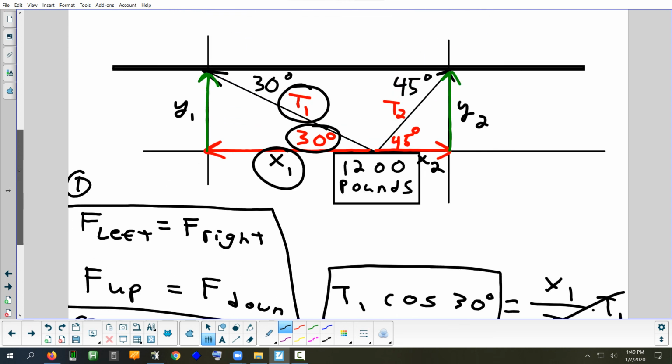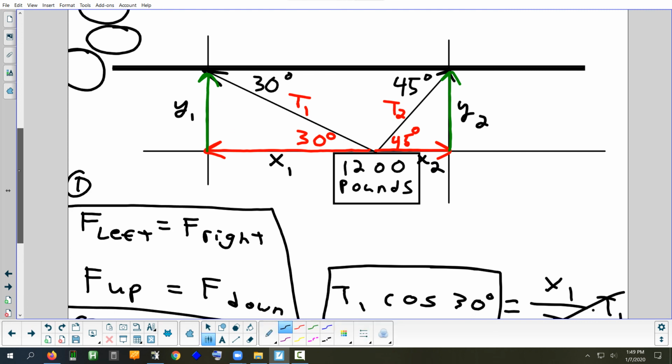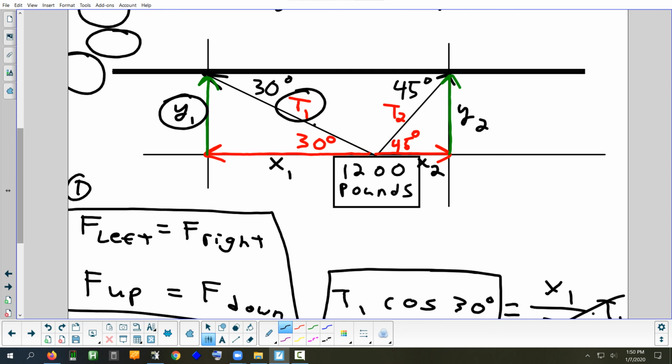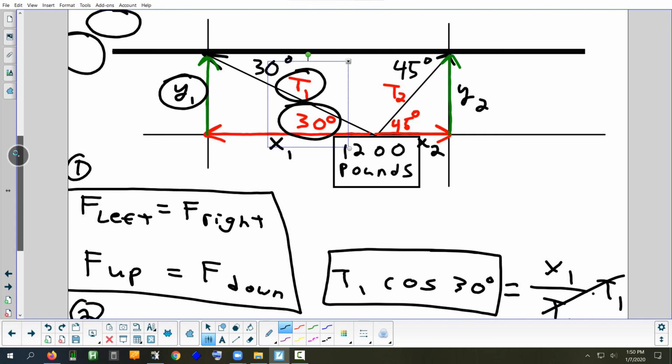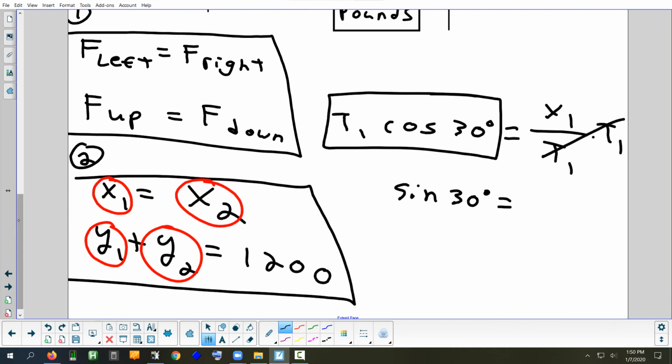y1. So now, I'm just going to move these circles off. We're going to focus on y1, T1, and that angle. Carolina, what side is y1? From the perspective of the 30, it's opposite. And Jacob, what about T1? Hypotenuse. What trig function has opposite and hypotenuse in it? Sine. So sine of 30 equals opposite over hypotenuse, Y1 over T1. Y1 is opposite, T1 is hypotenuse.